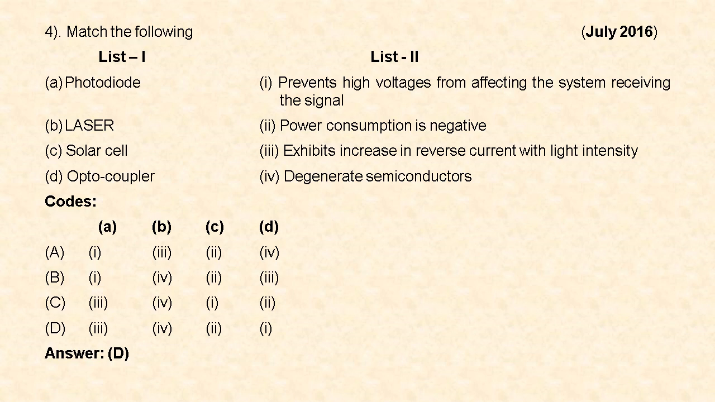Next question. This question was asked in July 2016. It is also a match the following type. Photodiode. We know that it exhibits increase in reverse current with light intensity. Next, laser. Lasers are made of degenerate semiconductors. Next, solar cell. In solar cell, power consumption is negative because it delivers power. Next, optocoupler. It prevents high voltages from affecting the system receiving the signal. Hence, option D is the correct answer.